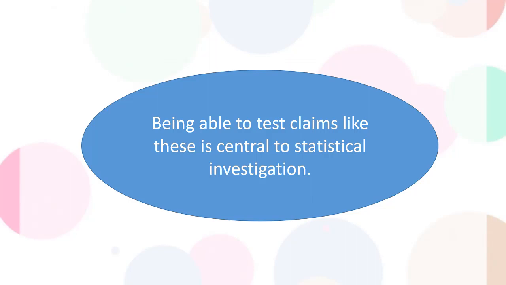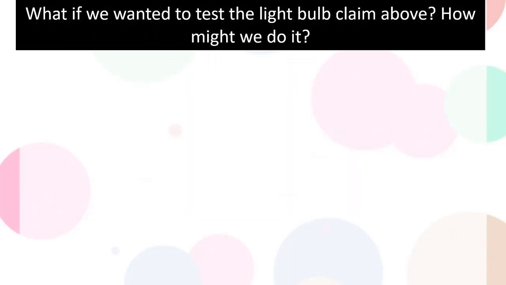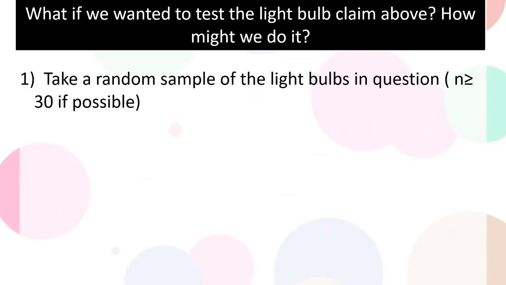All right, so thinking back to those three claims that we just had on the screen, let's talk about the light bulb claim. What if we wanted to test that light bulb claim above? How might we do it? First, we would want to take a random sample of the light bulbs in question. And we would want that sample to be greater than or equal to 30 if possible. Now, think about this. This is actually a very complicated matter, being able to take a random sample of light bulbs. How would we do it?